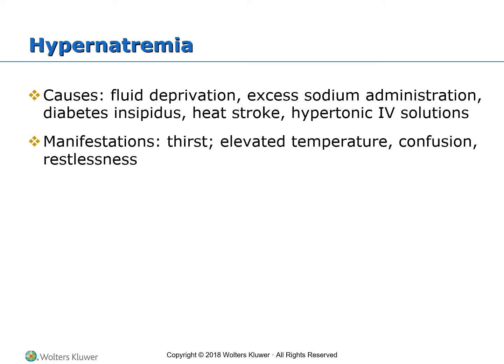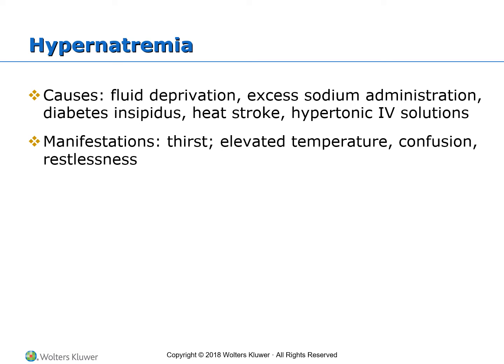Hypernatremia, or high sodium, is if the serum sodium is greater than 145 milliequivalents per liter. You can have increased urine specific gravity as well because the kidneys are trying to compensate for the high sodium by conserving water. The only exception to this is diabetes insipidus, and then their urine is actually going to be pretty dilute.